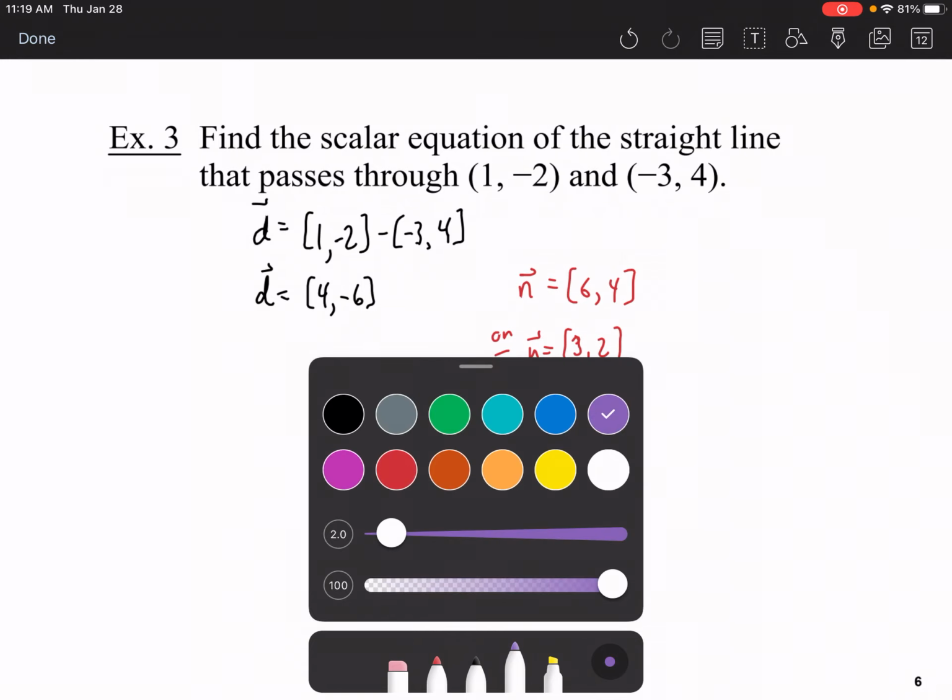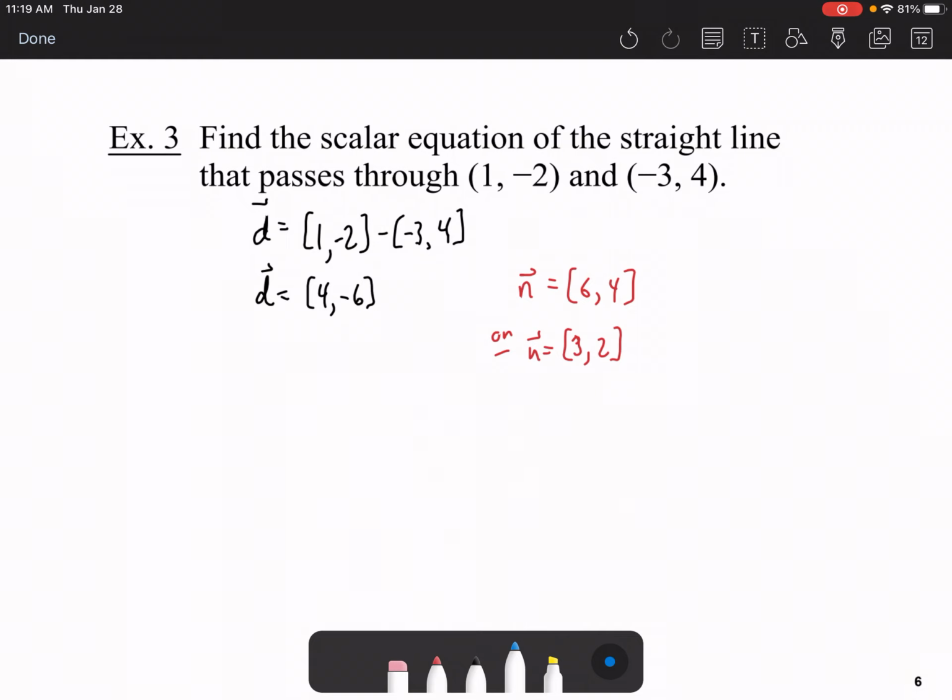So, now we can work out this equation with the fact that we have a point on the line. You can start out with 3x plus 2y plus some unknown value c, which we're going to work out, equal to 0. So what you do is you take one of your two points, either (1, -2) or (-3, 4), and substitute in for x and y. And then you just solve for c.